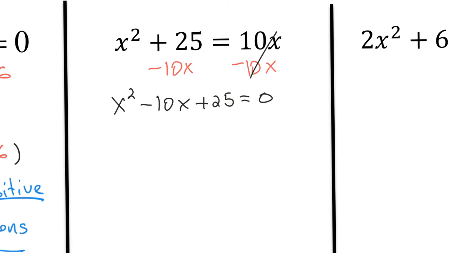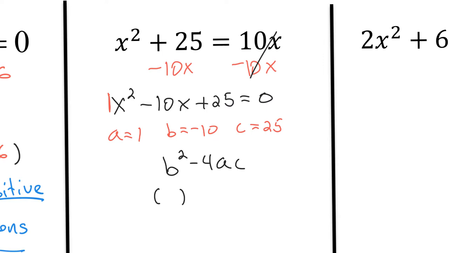My a value for this one here is going to equal 1. So there's the invisible 1. B is negative 10, and c is positive 25. I'm going to write down the discriminant, b squared minus 4 times a times c. So I'm going to substitute my b value. My b value is negative 10 squared minus 4 times a, which is 1, times your c value, which is 25. You guys simplify that, and we get a value of 0 right here. So the discriminant is 0. Let me write the word here, 0.